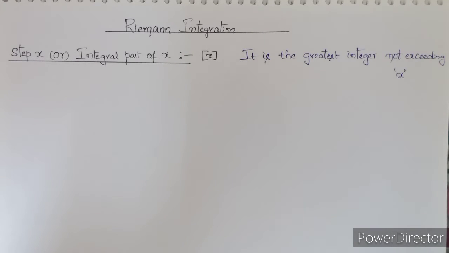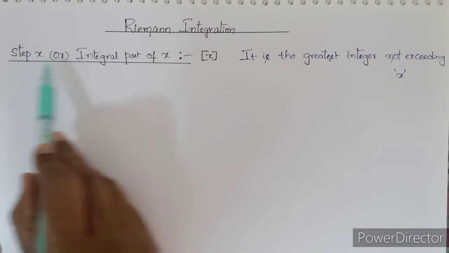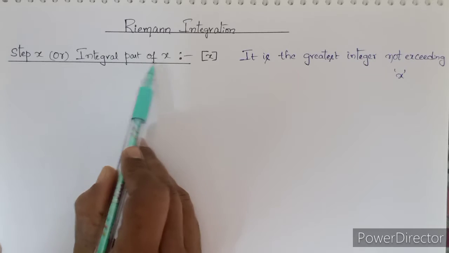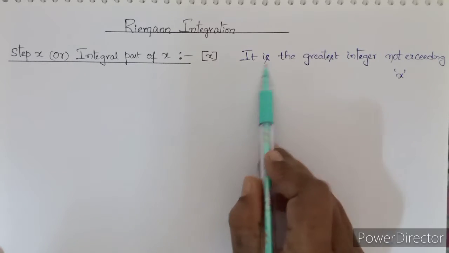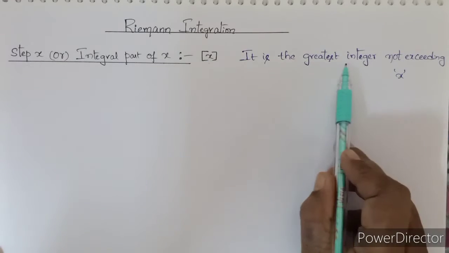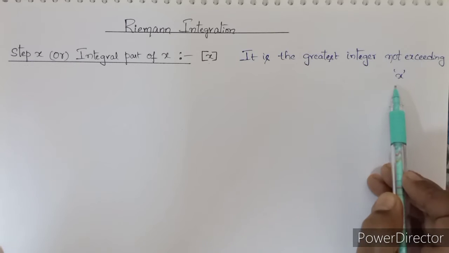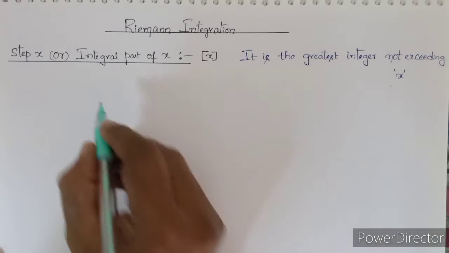Today we'll discuss some problems in Riemann integration. Before going to problems, first I would like to explain step x. Definition of step x: step x, also called the integral part of x. It is denoted by like this. Its definition is the greatest integer not exceeding x. It should not exceed x. We'll see some examples.